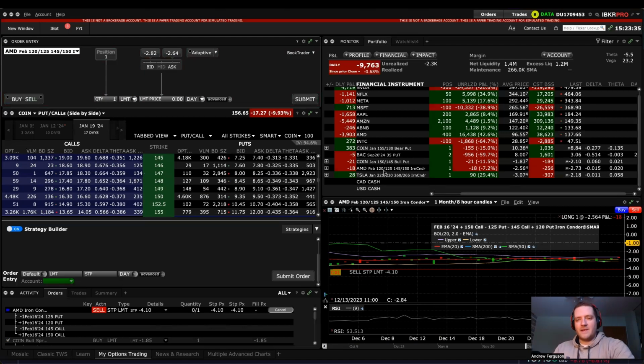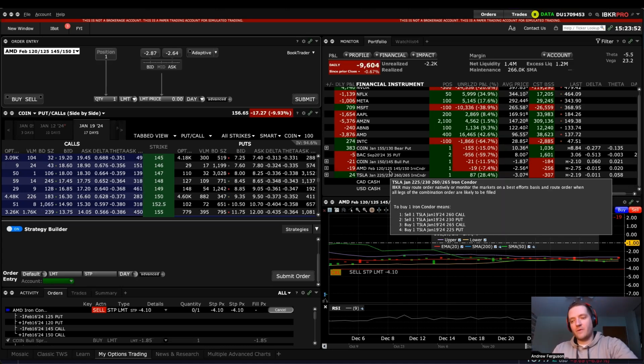And so again, if this AMD Iron Condor goes in value from 256 and it inflates up to $4, we're stopped out, okay? And we would lose roughly 4 minus 2.5, so 1.5 times 100, $150. That's how that works for stop losses for Iron Condors.